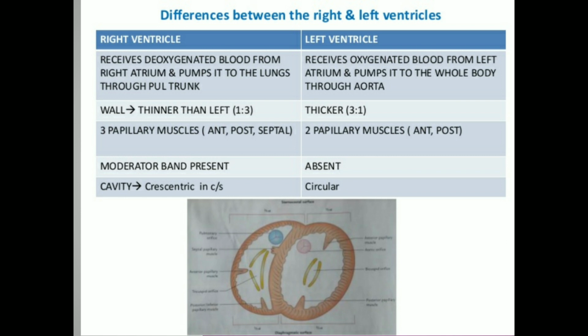When you come to wall thickness, the right ventricle wall is thin, whereas the left ventricle walls are thick. Papillary muscles: right ventricle has 3, left has 2. Moderator band is present in the right ventricle and absent in the left. If you see in the figure here, this is the left ventricle because you can see the wall thickness, and this wall is very thin. So these are the features you see in this class. Go through it. Thank you.